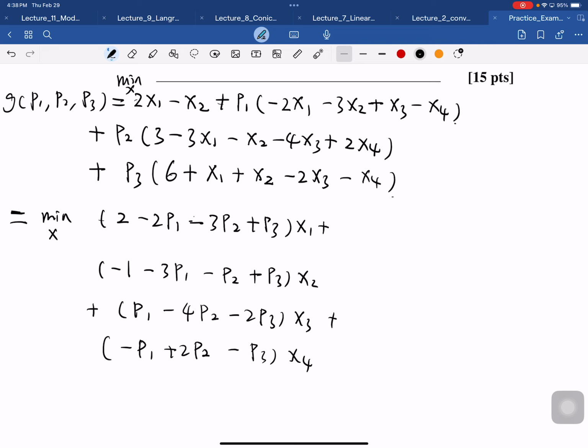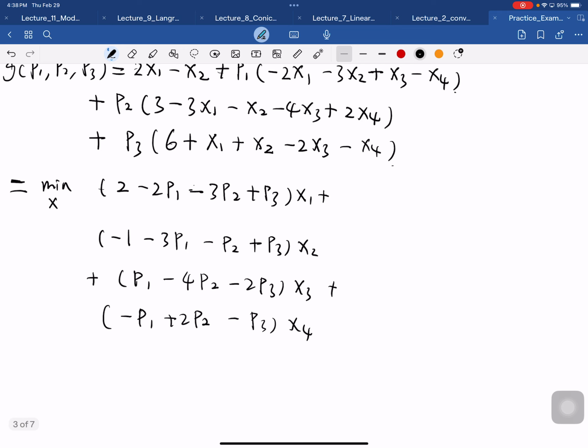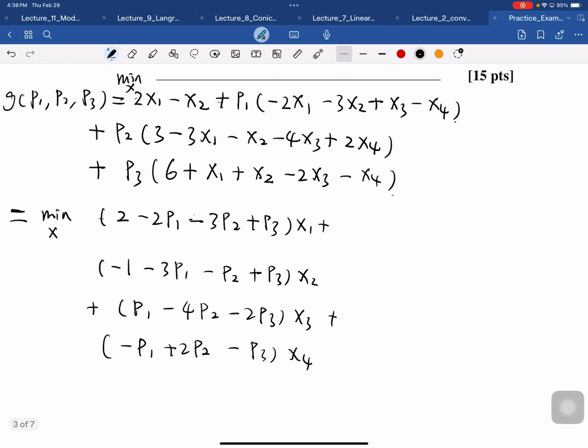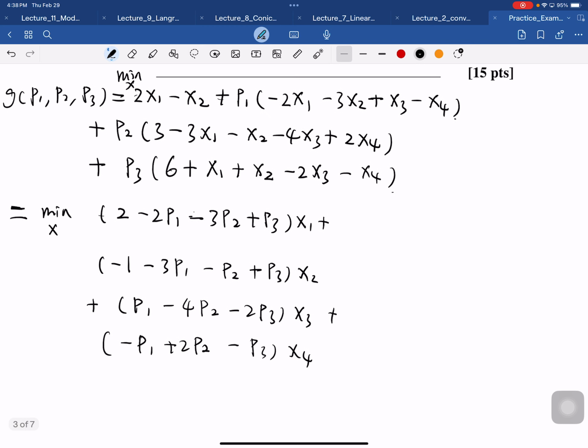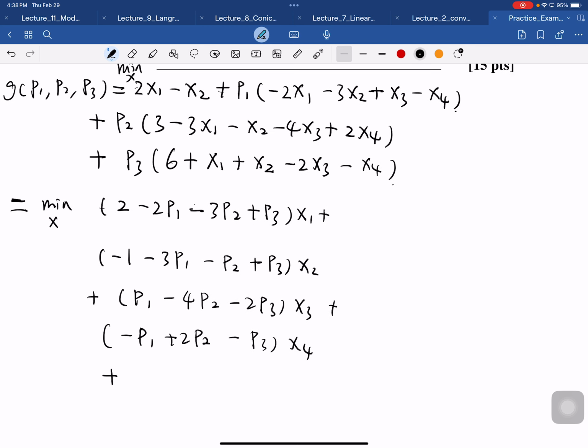Okay, so now we have all the coefficients of x1 through x4 ready, but there are also some constant terms related to the P's, right? The constant terms are 3 times P2 plus 6 times P3 here. So now we already have the dual function.